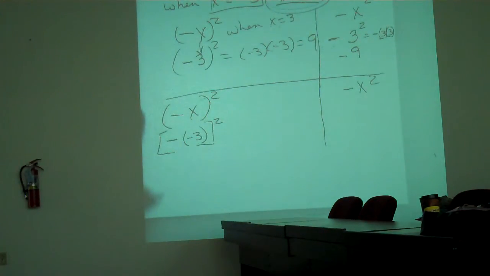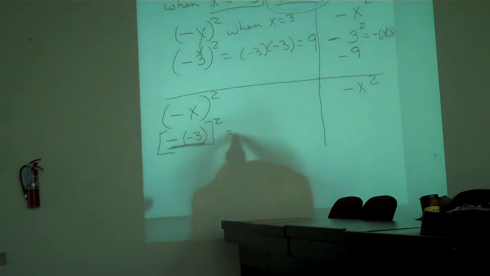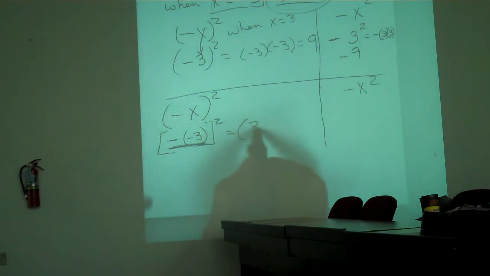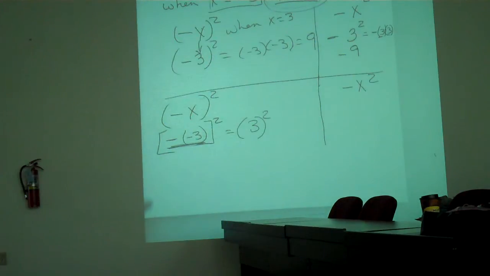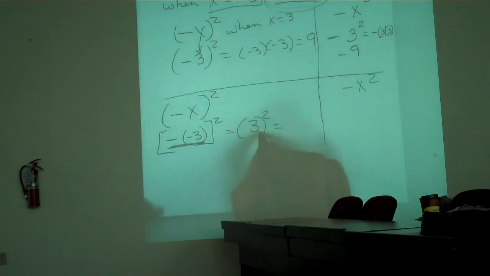Okay, this still squares the whole thing. First, if you do inside here, that turns into a positive. So you have a 3 that ends up being squared. So this is a +9.